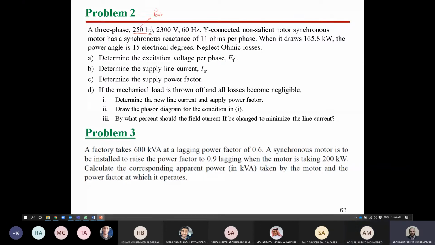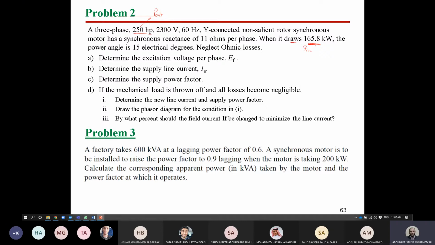From the understanding here, it is working as a motor now, because it's given as a mechanical load, and mechanical loads are always given in horsepower. 2300 volts is line to line voltage, 60 hertz, star connected, non-salient, which means a cylindrical rotor. The synchronous motor has a synchronous reactance of 11 ohms per phase. When it draws 165.8 kilowatts, this is the power input now because it draws, so this is considered as P input. The power angle is 15 electrical degrees.